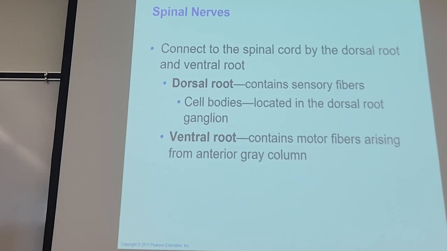Because anatomically motor neurons are what structure? Are they unipolar, bipolar, multipolar? Multipolar, right? So their cell bodies are found where? In gray matter. So you will not have a ganglion for motor neurons. You will have a ganglion for sensory neurons because structurally they are unipolar, and so that lends their cell bodies to be outside of the CNS in a ganglion. Okay. Awesome.